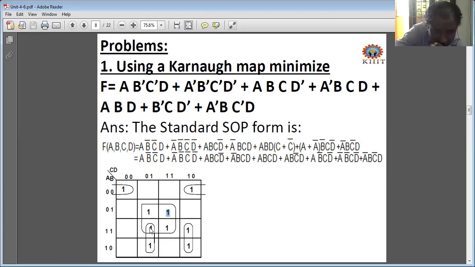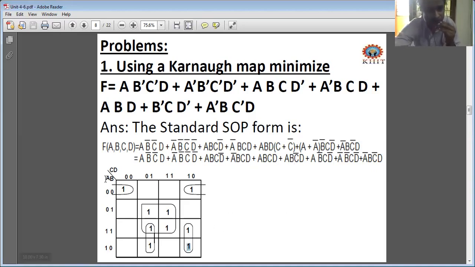A, B bar, C, D bar. A, B bar, C, D bar, A, B bar, A, B bar, C, D bar, this one. A, B bar is this one, C, D bar is this one. Okay, like that you write this.